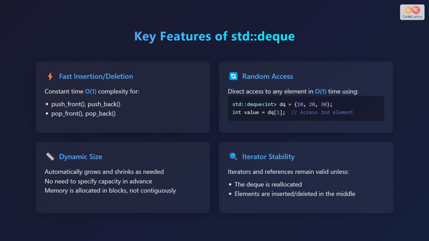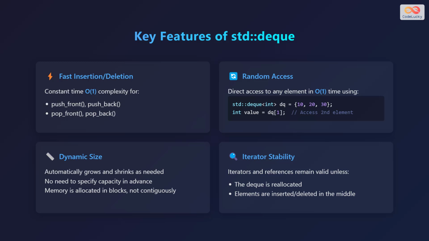Now let's explore the key features of standard Deque. First, it offers fast insertion and deletion with constant time, denoted as O(1), complexity for push_front, push_back, pop_front, and pop_back operations. Second, you can directly access any element in constant time, denoted as O(1). Here's an example: a std::deque of integer data type named deque, initialized with 10, 20, and 30.